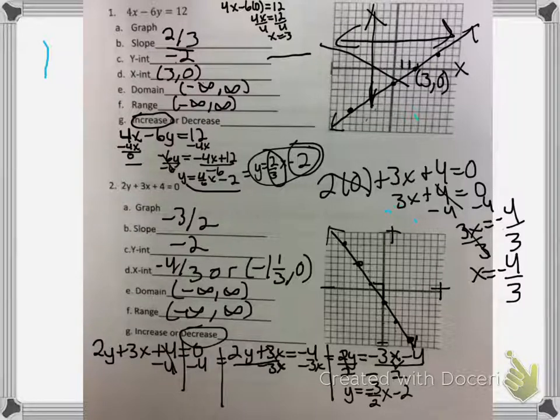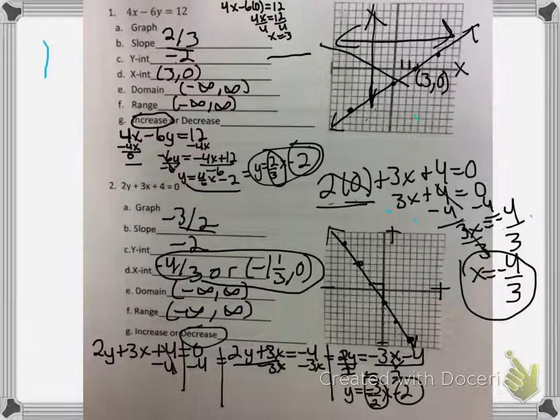Alright, my slope here is negative 3 over 2, which I get from my equation. My y-intercept is negative 2. My x-intercept, it's harder to see. This one would be a lot easier just to plug it in. I plug in 0 for my y value here. 2 times 0 is 0, so I've got 3x plus 4 equals 0. I subtract 4 from each side. I get 3x equals negative 4, divided by 3. My x-intercept is negative 4 over 3, or negative 1 1/3.